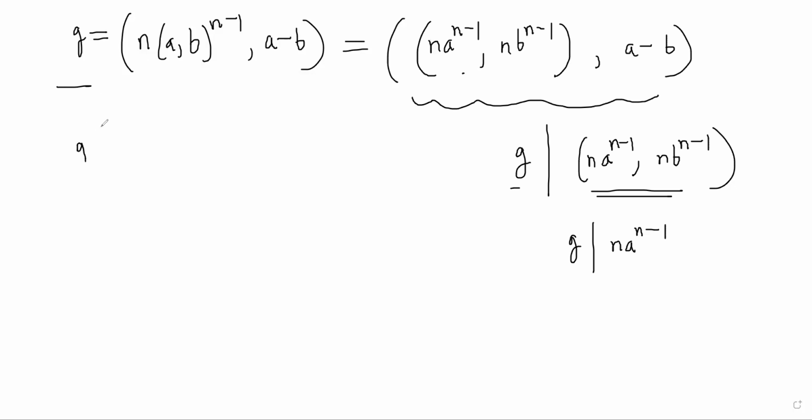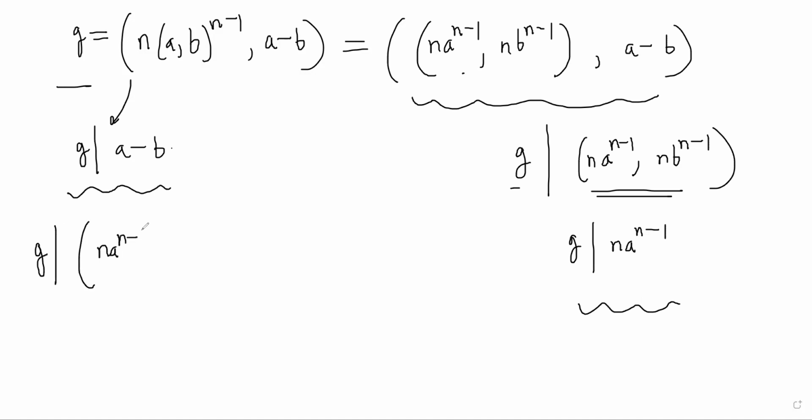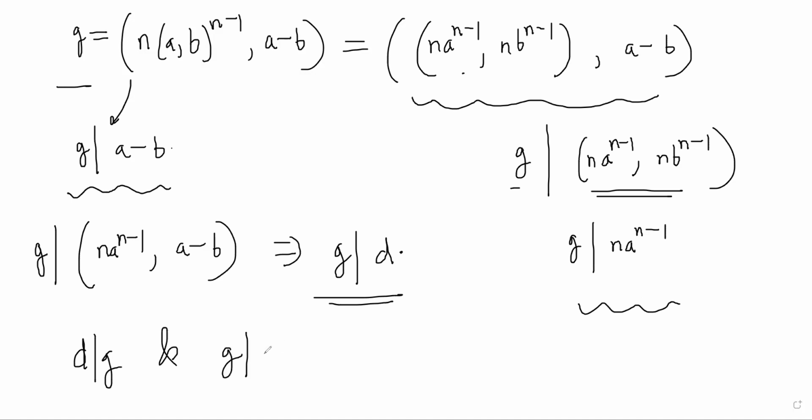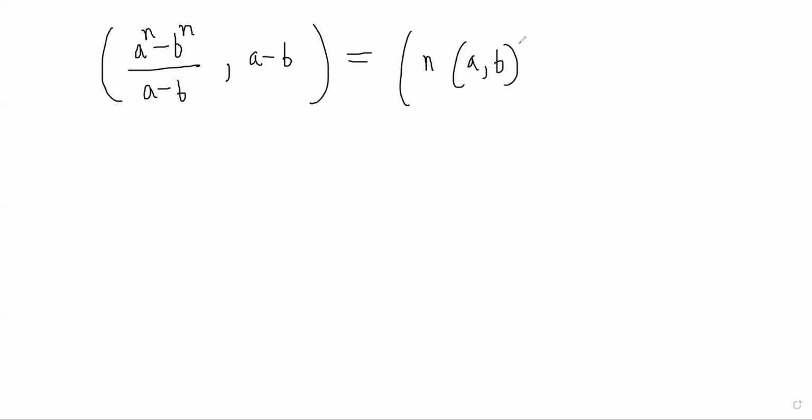And we know that g already, from here, we know g divides a minus b. So we know g divides this and g divides this. Therefore, g divides the GCD of n a power n minus 1 comma a minus b, which implies that g divides d. We have already shown that d divides g, and now we show that g divides d, which implies that g equals d. So the proof is done. The first part of the proof is done. What we have shown is that the GCD of a power n minus b power n by a minus b, and a minus b, is equal to n times GCD of a and b to the power n minus 1, comma a minus b, right?